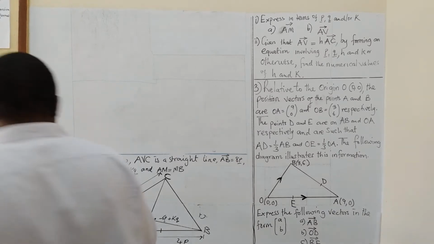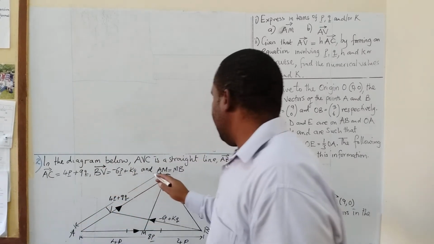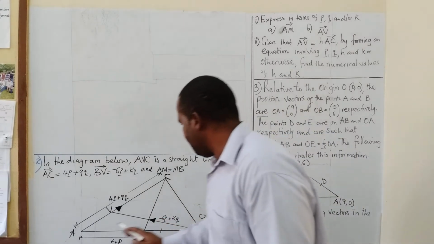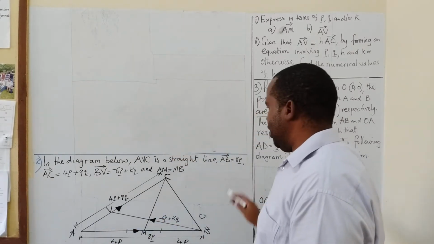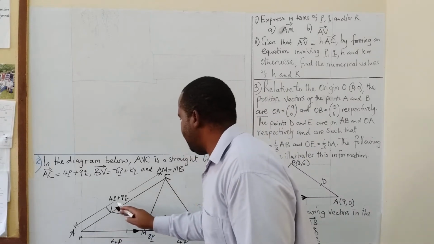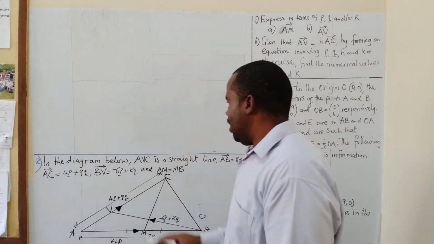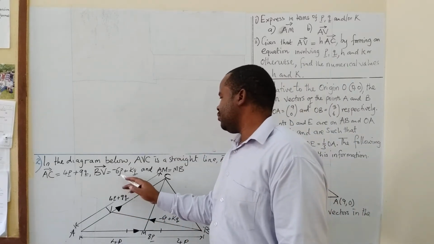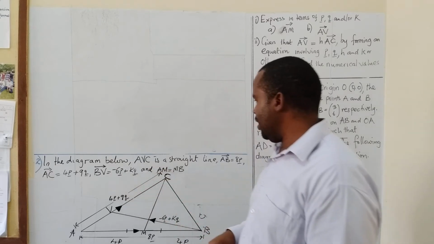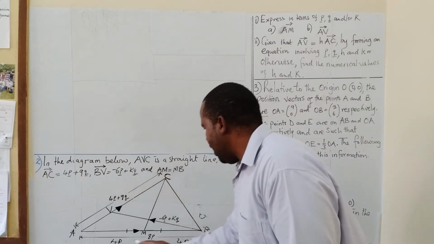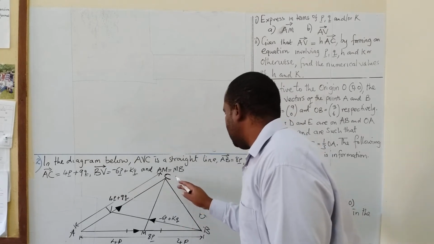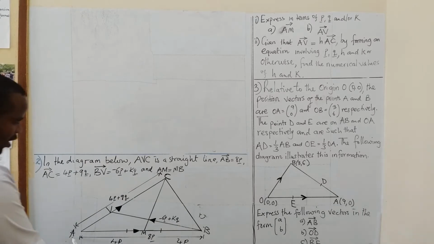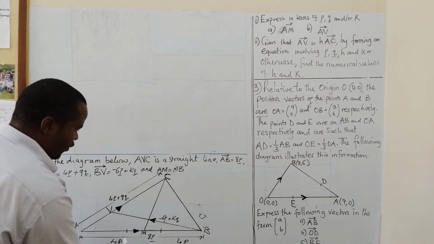Hello. So let's look at the second one. We are saying in the diagram below, ABC is a straight line. AB is 8p. AC is 4p plus 9q. Then BV, taken from B to V, is negative 6p plus kq. And AM is equal to MB, meaning that this vector is equal to that one. So if from here to there it is 8, it means this is 4 and that is 4.